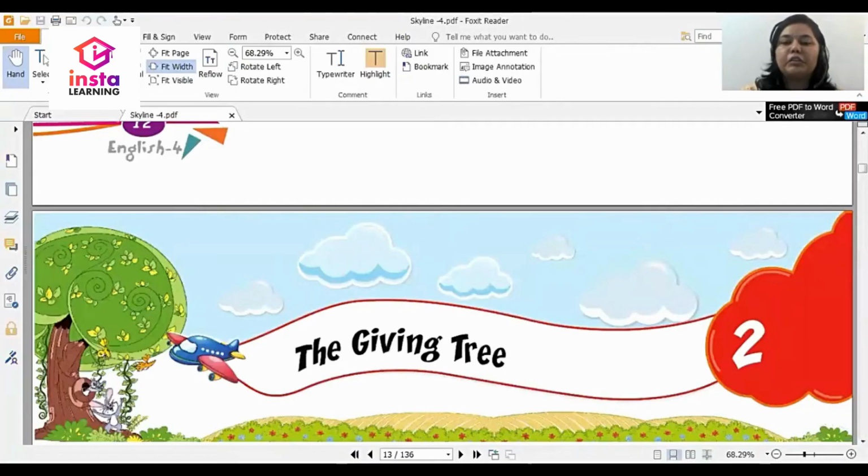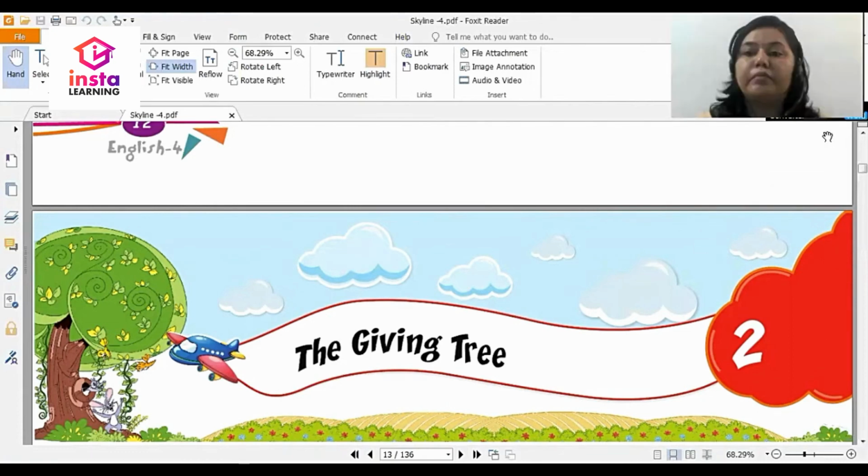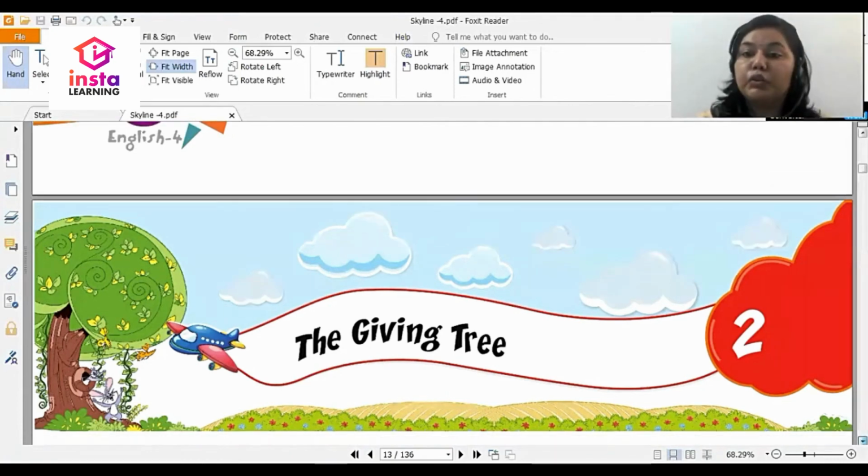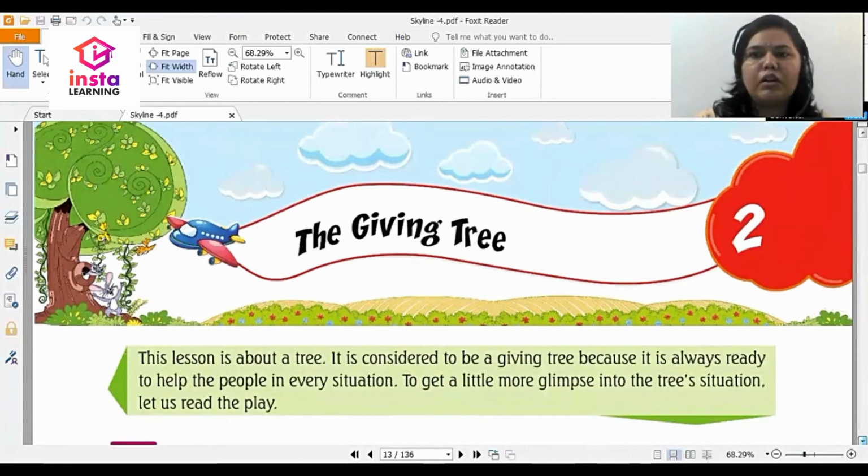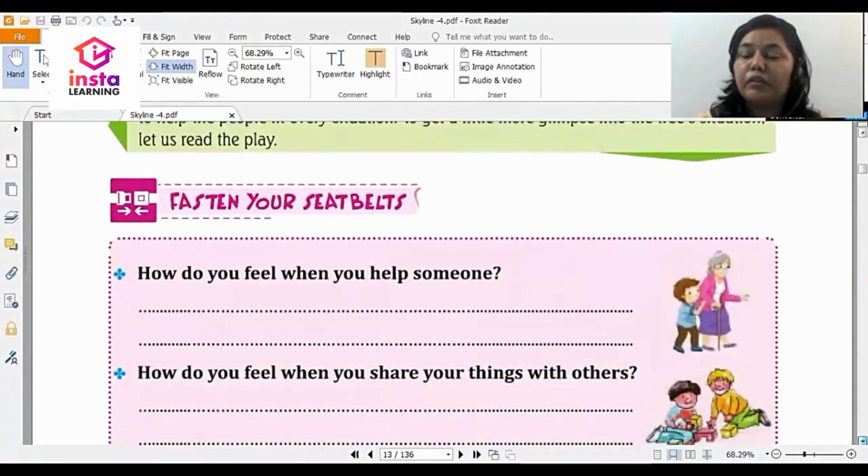And today from your English book Skyline, we are going to be reading chapter number 2. So let us come to chapter number 2 of your book. As I told you, we are going to be reading chapter number 2. And what is the name of the chapter? The Giving Tree. We have various kinds of trees. We have apple tree, banana tree, mango tree. So there is a tree called the giving tree. Let us find out about this tree.